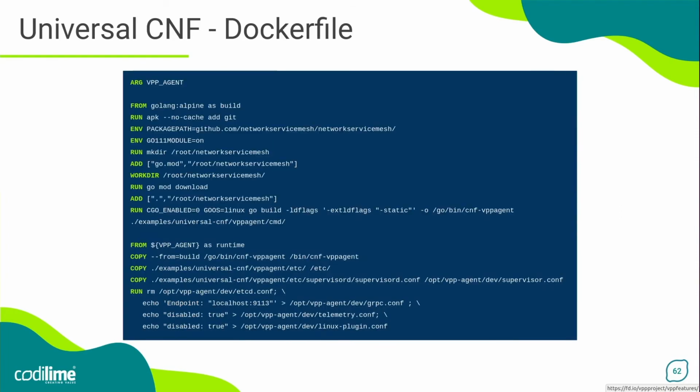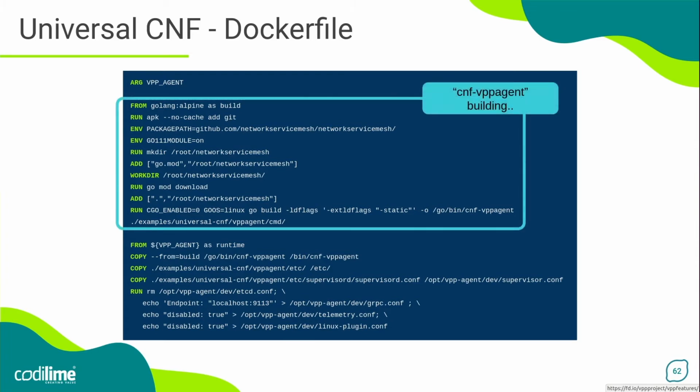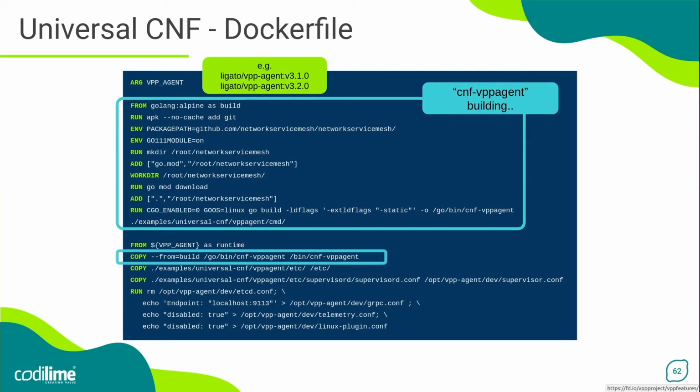Now let's look at the UCNF Dockerfile to see how it is built. As you can see, this is a multi-stage build. During the build stage, the CNF VPP agent binary is built based on its Golang source code. The runtime stage is performed on the image marked as VPP agent. Here we assume some version of the Ligato VPP agent will be used. The binary built in the previous stage is copied here.